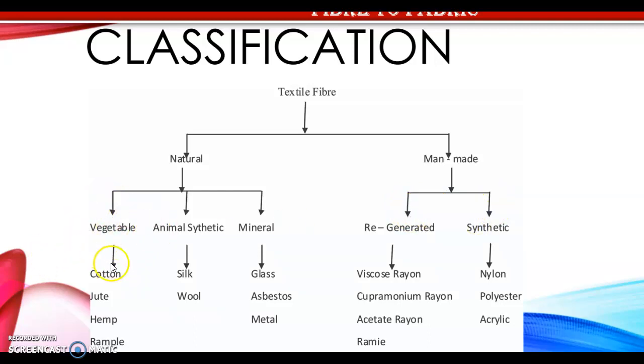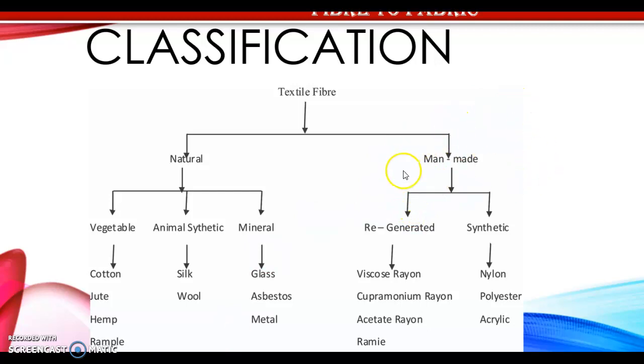The examples of vegetable fiber are cotton, jute, hemp and ramie. The examples of animal fibers are silk and wool. Mineral fibers are not very commercial now, but some examples of mineral fibers are glass, asbestos and metal.